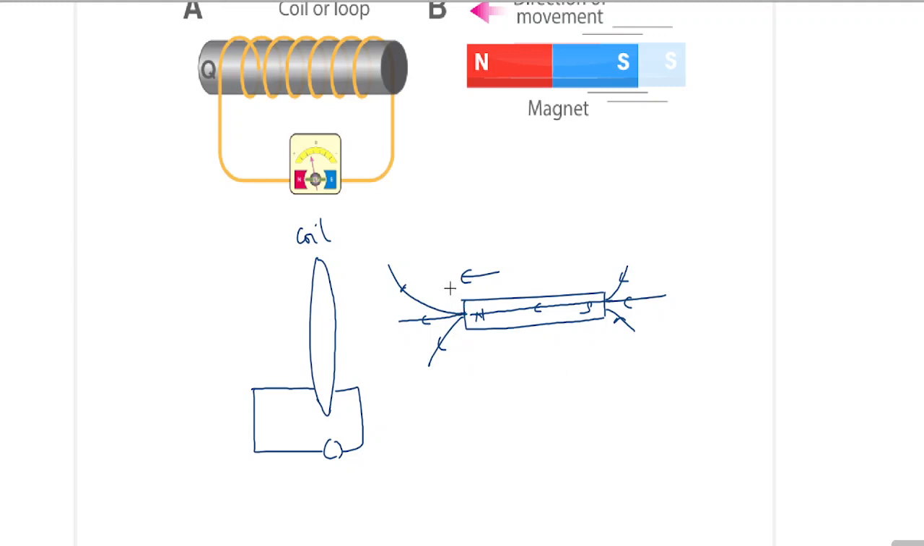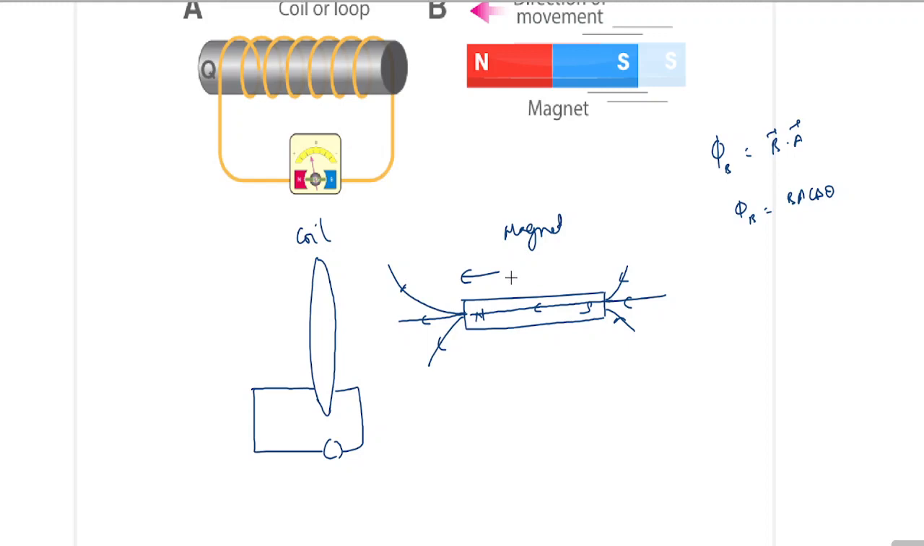Now whenever the magnet is moved towards the coil, the flux in the coil will change. The magnetic flux, called psi B, is defined as B dot A, or psi B is equal to B into A into cos theta. That is the magnetic flux. We'll take a case where the coil is fixed and only the bar magnet is moving.